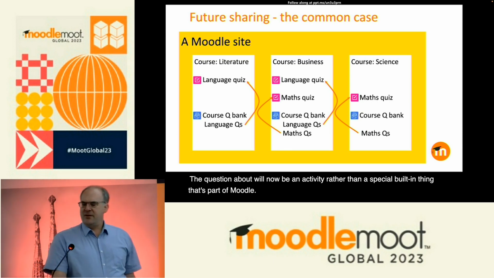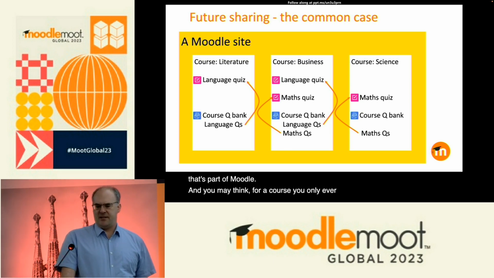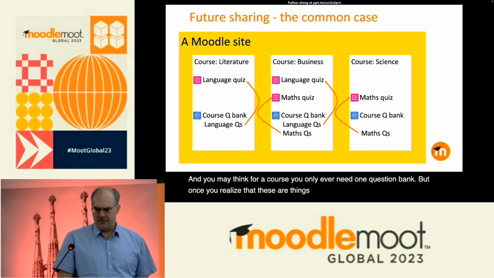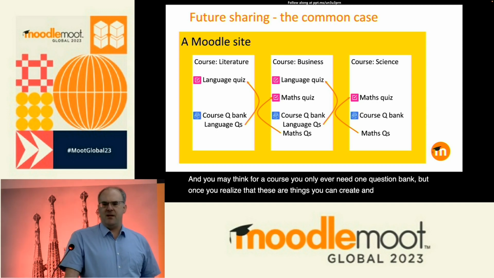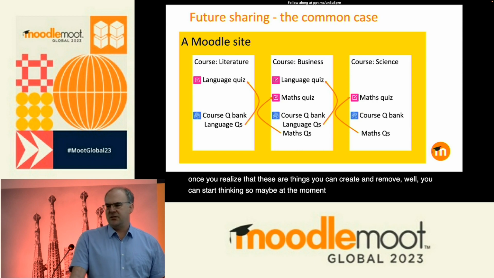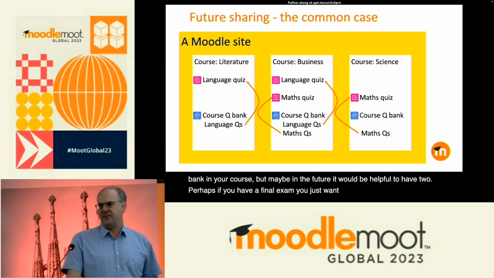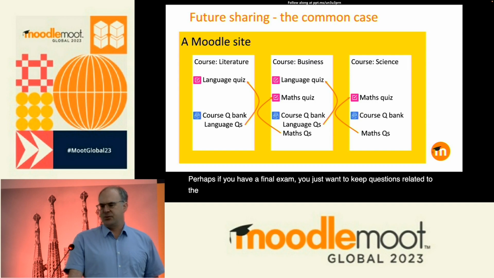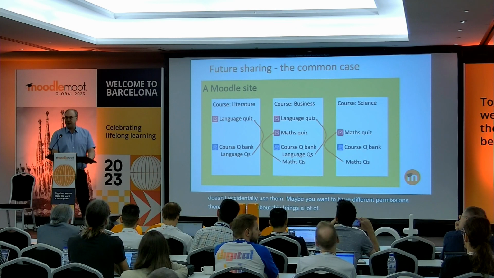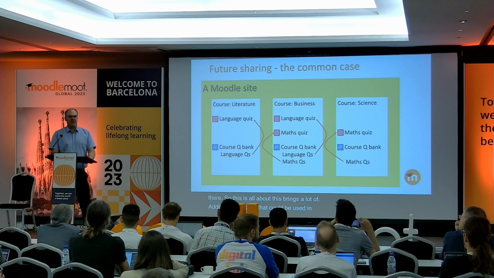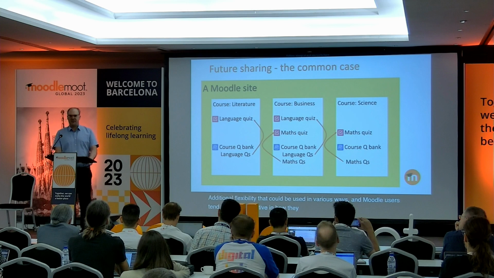And you may think for a course you only ever need one question bank, but once you realize that these are things you can create and remove, well, you can start thinking. So maybe at the moment you can only have one question bank in your course, but maybe in future it would be helpful to have two. Perhaps if you have a final exam, you just want to keep questions related to the final exam separate from the main course question bank so someone doesn't accidentally use them. Maybe you want to have different permissions there. So this brings a lot of additional flexibility that could be used in various ways, and Moodle users tend to be very creative in how they use the features, even in ways that the original developers didn't think of.